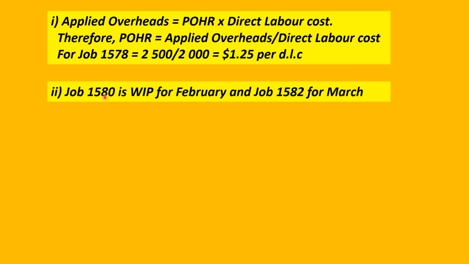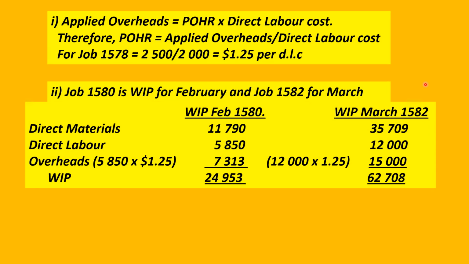Job number 1580 is work in process for February, and job number 1582 for March. So let's find out the value of the work in process there. For the work in process, we have the materials, the labor, and the overhead. These are given, taken straight from the data. And the overheads have to be calculated using the POHR that we calculated here. So it's on direct labor cost. We take the cost from here and multiply it by the POHR.